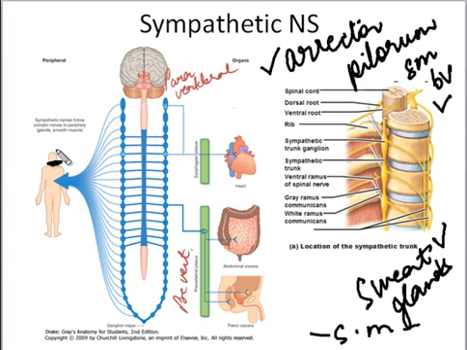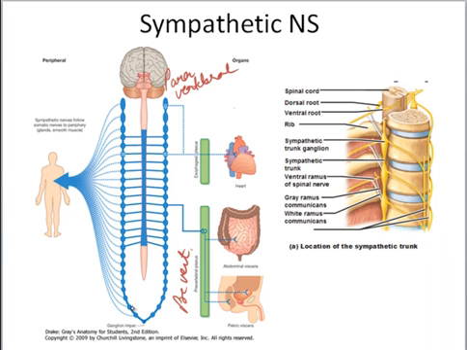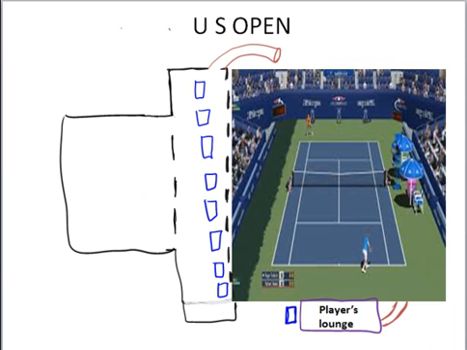Then the sympathetic, as you can see, supplies all these organs, the smooth muscle of these organs. So it has to go inside the body cavity to supply them. So let's see how the sympathetic does that. And for that, I have this example that you can see.